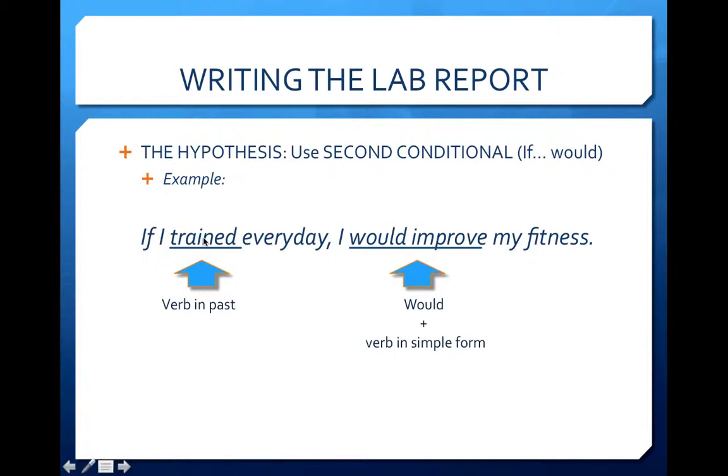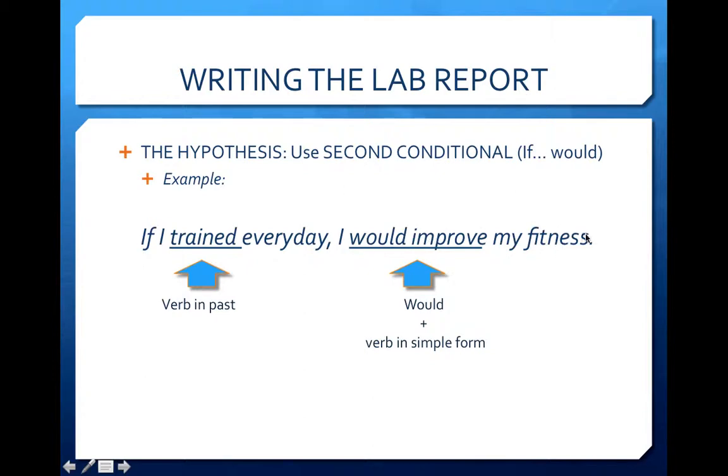Have a look at this example. If I trained every day, I would improve my fitness. Remember that conditional sentences have two parts, the condition and the result. In the second conditional, the condition has to be written with the verb in past. Be careful. Remember that there are regular and irregular verbs, so be sure about the written form by using a dictionary.